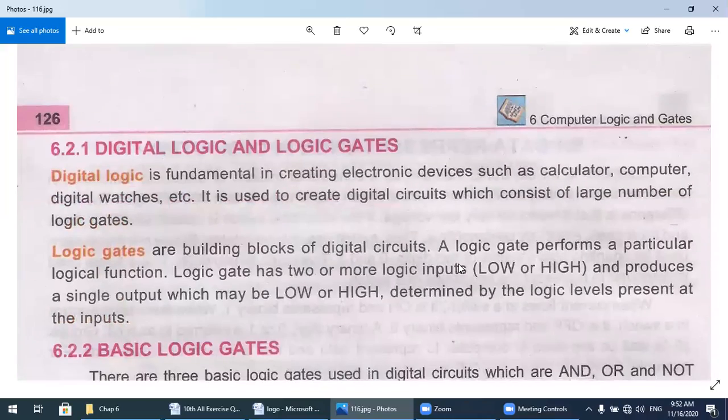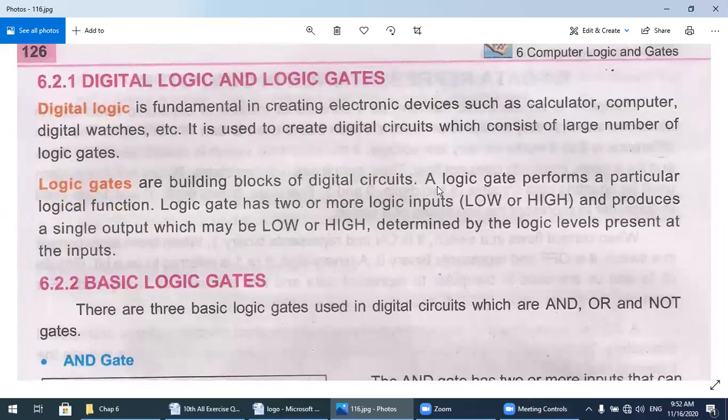Next topic is digital logic and logic gates. Very interesting and very easy topic. Digital logic is fundamental in creating electronic devices such as calculators, computers, digital watches, etc. So digital circuits are used in such kinds of devices. It is used to create digital circuits, which consist of a large number of logic gates.